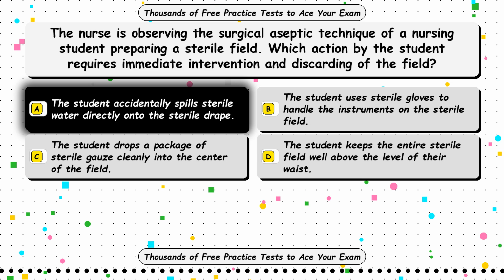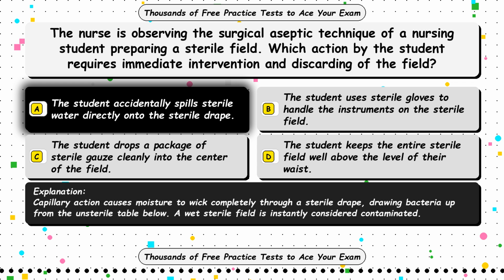The correct answer is option A. The student accidentally spills sterile water directly onto the sterile drape. Capillary action causes moisture to wick completely through a sterile drape, drawing bacteria up from the unsterile table below. A wet sterile field is instantly considered contaminated.